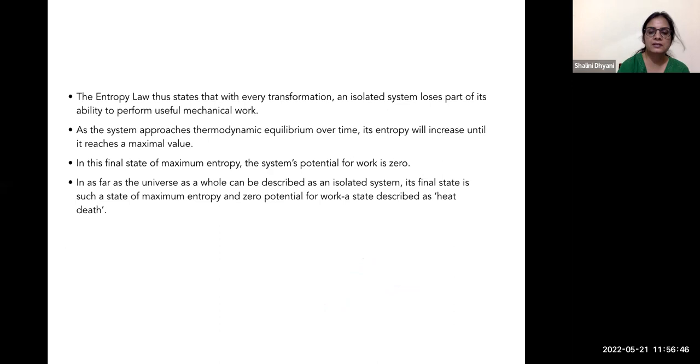As far as the universe and planet is concerned, we can describe our system also as an isolated system. Its final state is basically a state of maximum entropy and zero potential for work, a state described as heat death. Now, this is a similar stage that we can understand with greenhouse gas emissions, where you are using the material and energy of low entropy conditions of coal, fossil fuels, or trees. And while burning them, you are reaching a stage of maximum entropy where the energy of the planet that is being released out is actually of no good use. And this is basically known as heat death condition.